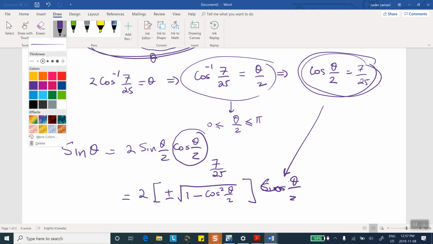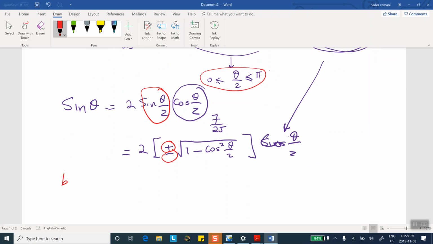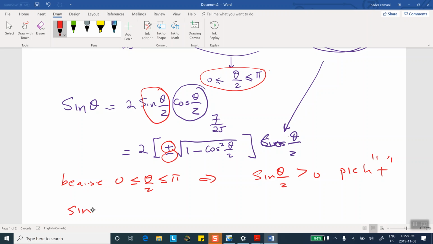Do we want a positive or a negative? Well, notice that if theta is between 0 and pi, sine of theta is positive. So we want the one with a positive because theta over 2 is between 0 and pi over 2. That means sine of theta over 2 is positive, which means pick the plus sign. Pick plus. So we have sine of theta equal to 2 times the square root of 1 minus cosine theta over 2 times cosine of theta over 2.